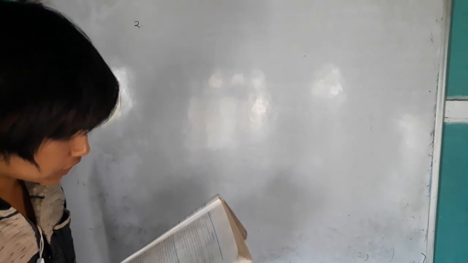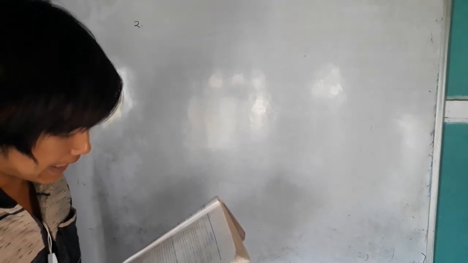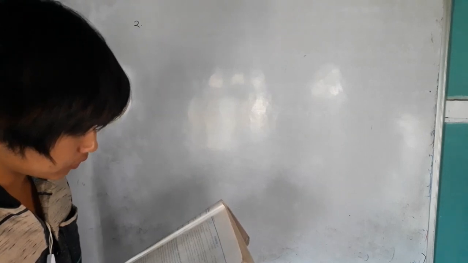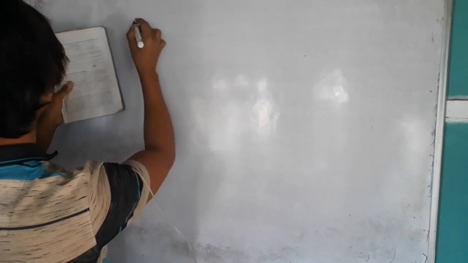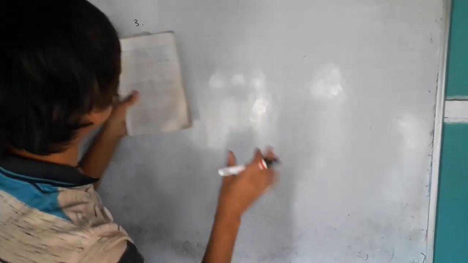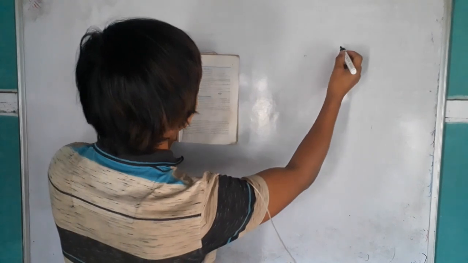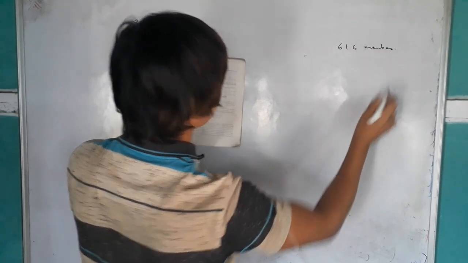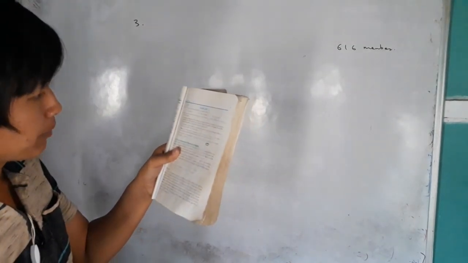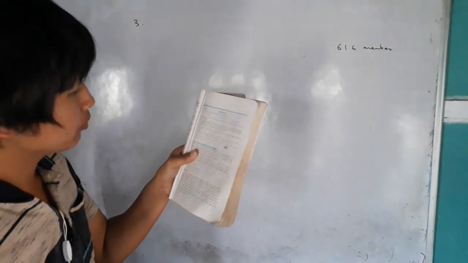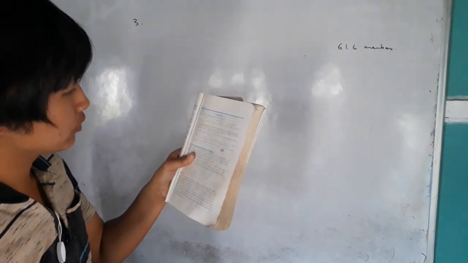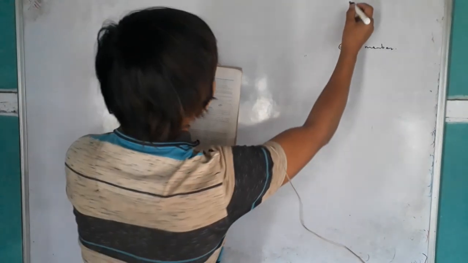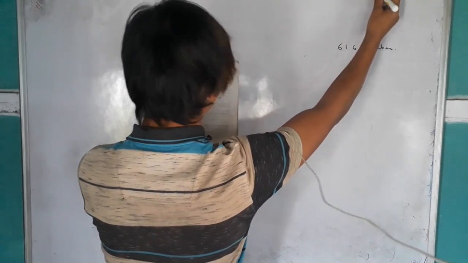So next question, number 3. An army contingent of 616 members is to march behind an army band of 32 members in the parade. The two groups are to march in a column. What the question is saying in number 3: the army contingent has 616 members, and the army band has 32 members.